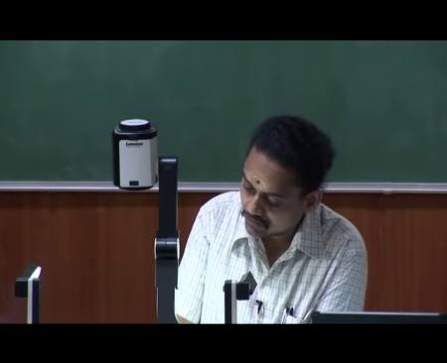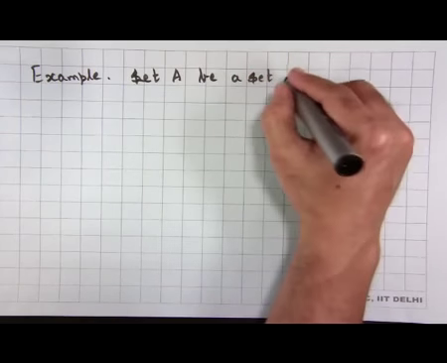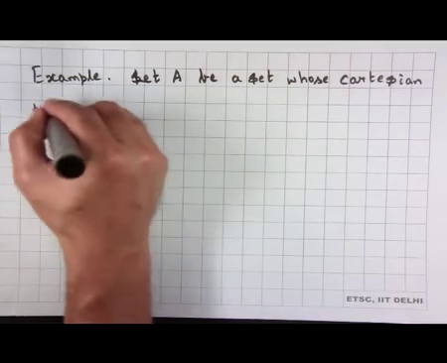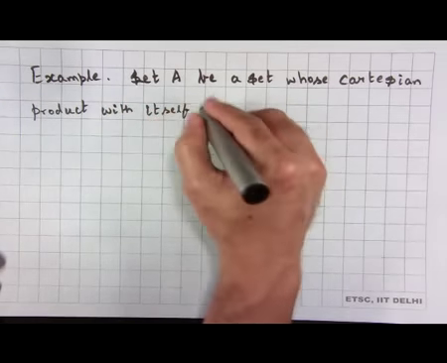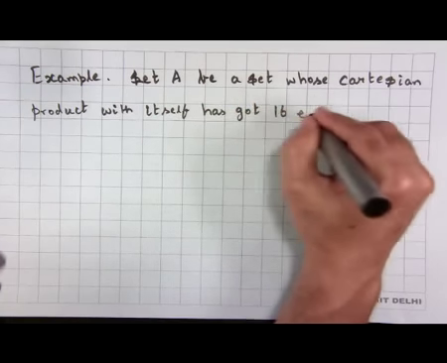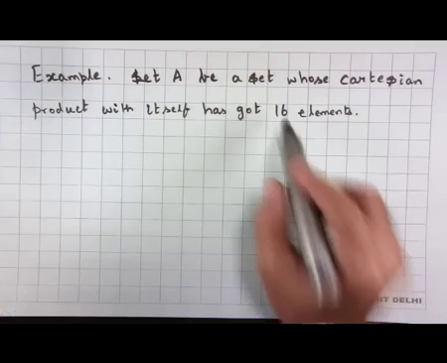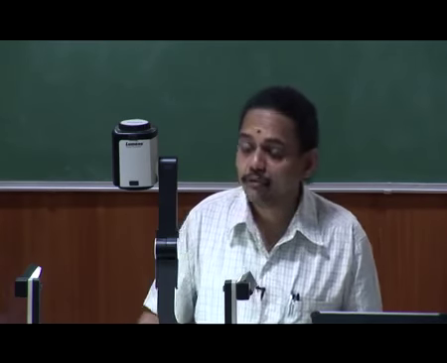Now, let us do one more example. Let A be a set whose Cartesian product with itself, that is A cross A, has got 16 elements. So, we are given a set A such that when you take the Cartesian product of A with itself, it is going to have 16 elements. This is the first clue that we are given. That means, A is going to have 4 elements, fine.